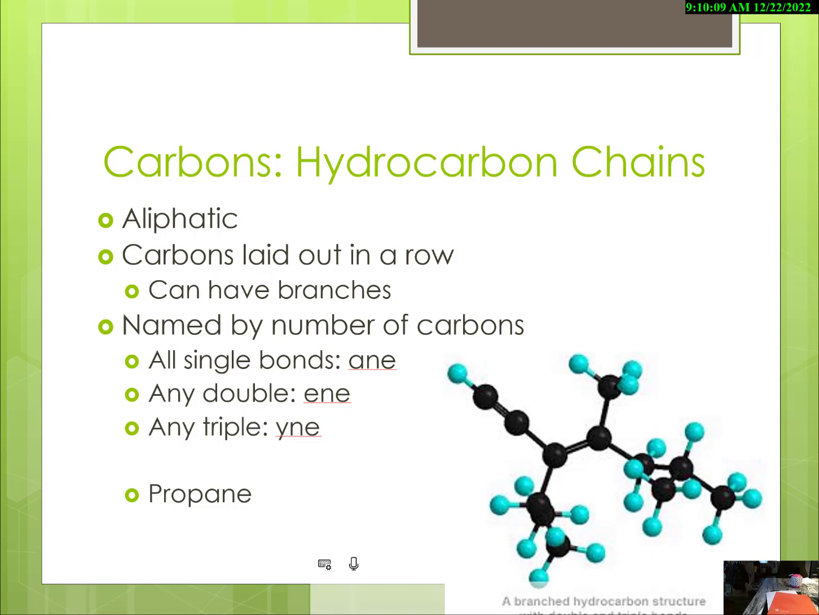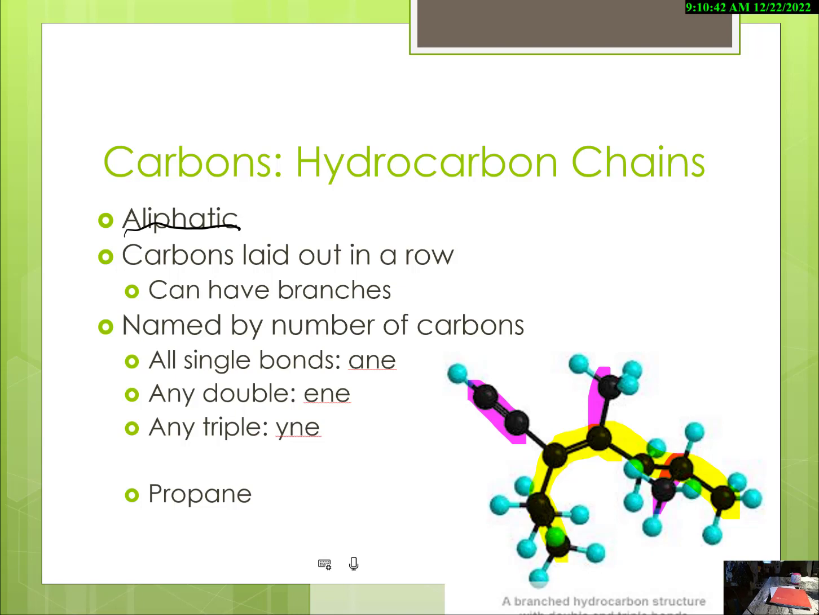The fact that it's a chain instead of a ring structure, we'll use the term aliphatic. Aliphatic means a chain structure. So they're going to be laid out in a row, but they could have some branching. So here in this particular image, we're looking at some carbons coming this way. This is what we might call the main backbone. And then we've got some chains coming off our main backbone.